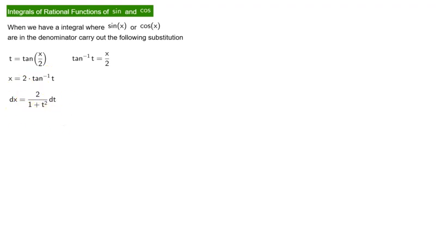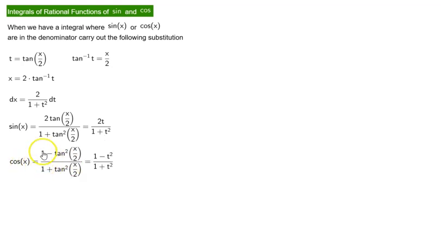We already know this. So sin x would be what? We know the identity using tan: 2 tan x by 2 divided by 1 plus tan square x by 2. So in terms of t, it becomes 2t by 1 plus t square. And again, we know cos x is equal to 1 minus tan square x by 2 by 1 plus tan square x by 2, and in terms of t, it becomes 1 minus t square by 1 plus t square. This is the substitution that we would carry out.